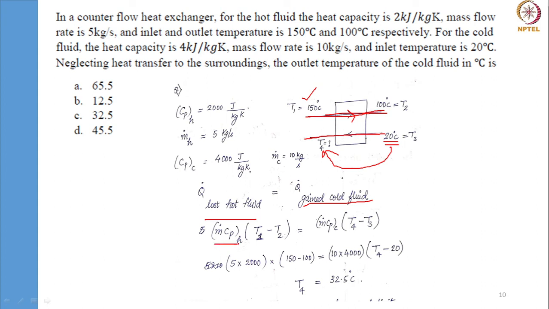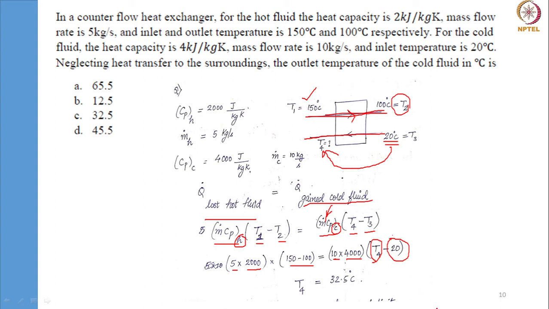So m dot Cp of hot into T1 minus T2. So this corresponds to T1, this corresponds to T2, equals m dot Cp of that fluid, cold fluid which we are talking about. So I have written subscript C and subscript H to denote hot and cold fluids respectively. This becomes T4 minus T3. We just now have to plug in the values. M dot is 5 kg per second, Cp is 2 kilojoule per kg Kelvin, and delta T equals m dot of cold fluid, Cp of cold fluid, and this is what we want, and this is already mentioned. So this comes out to be 32.5.